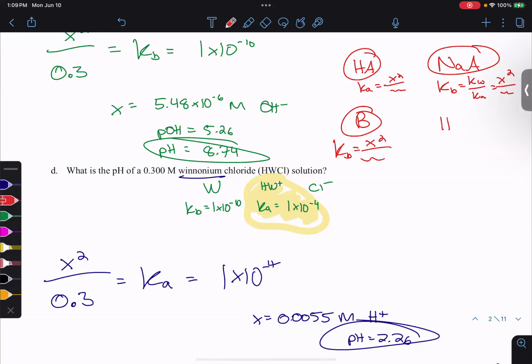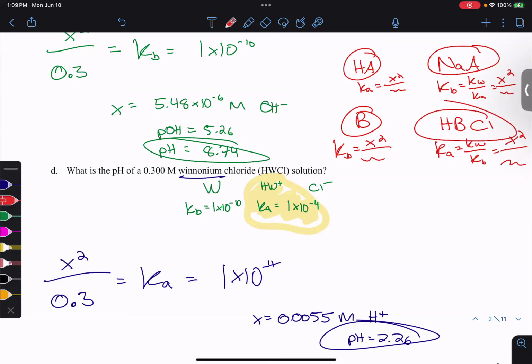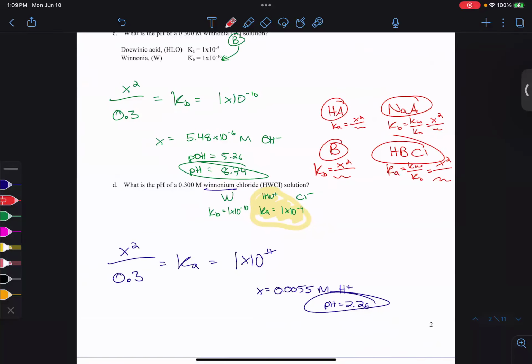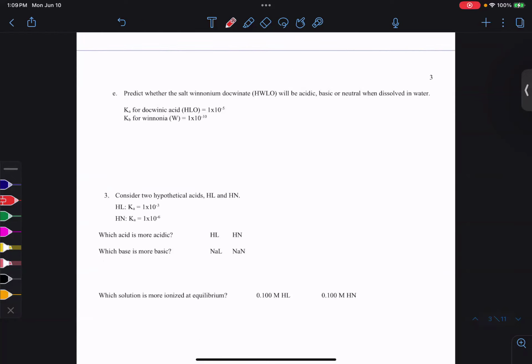Or I can give you its conjugate, HB chloride. So that's HB plus. You have to use Ka, but calculate it from Kw. So it equals x squared over whatever. Those are the four different things I can give you, either the straight up acid or base or the conjugates. Four different scenarios. Know which one it is. Okay, keep going.